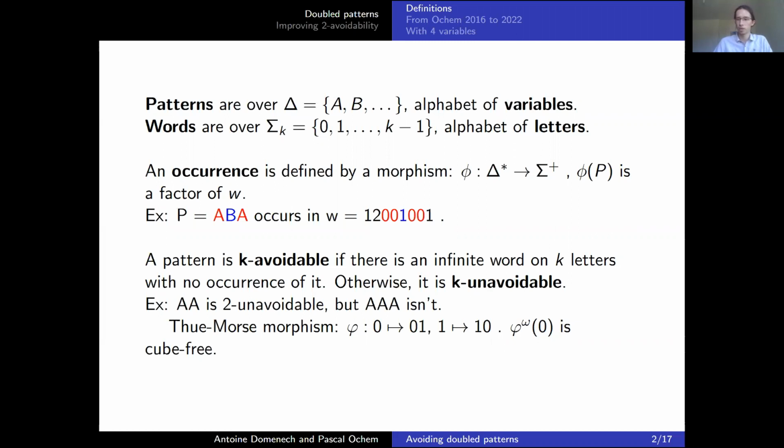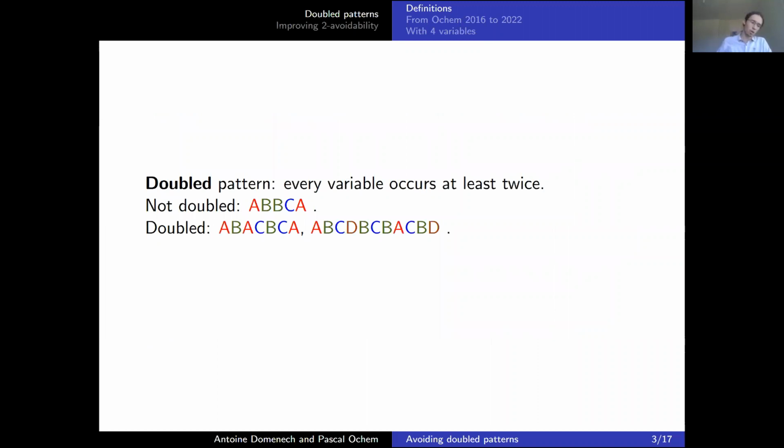And now this presentation is about double patterns. So let's define them. A pattern is said to be doubled if every variable occurs at least twice. So for example, the first example I give, A, B, B, C, A, is not doubled because there is only one C, and so C doesn't occur at least twice. And then the two examples below are doubled. You can look at them if you want. And I insist that it is at least twice. So if a variable occurs 4 or 5 times, it doesn't matter. All that matters is that every variable occurs at least twice.